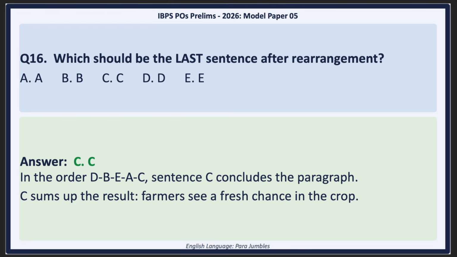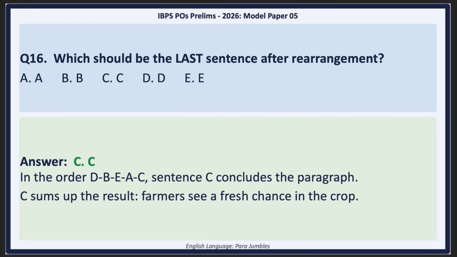How do we mathematically prove which sentence is the grand finale? You look for mechanical clues. Sentence C says, "Farmers thus see a fresh chance in this hardy crop." The word "thus" is a conclusive conjunction. Oh, wow. It's a literal signpost. Yes, it acts as the final resolution, making C definitively the last sentence.